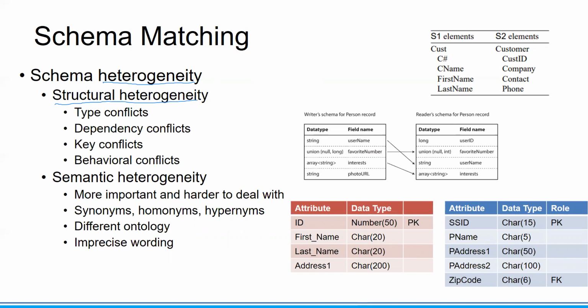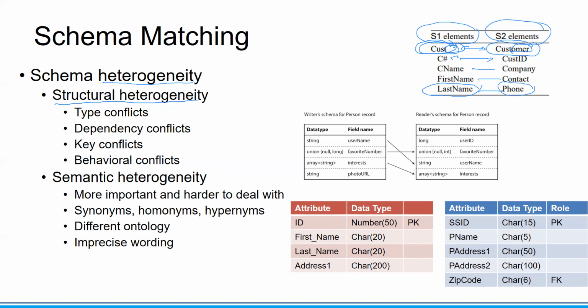Let's say this is the customer, this is S1, and this is S2. The first, S1, is named CUST, but the second is customer. In the structure, they are similar, but they don't have the OMER in this case. And then the customer ID is the same, only the name is different. Company, the CNAME, is actually the same. First name is contact, but this is a little bit different because it is the last name, but it is about the phone.